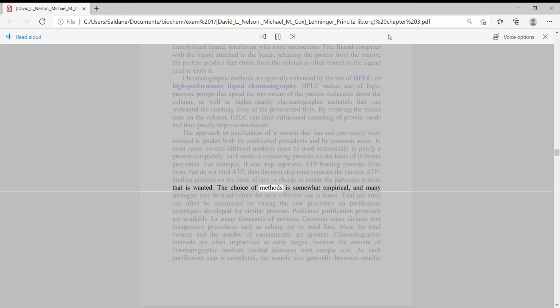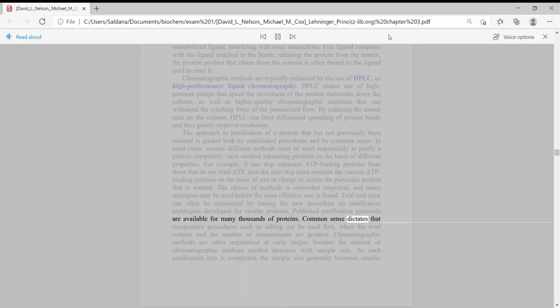The choice of methods is somewhat empirical, and many strategies may be tried before the most effective one is found. Trial and error can often be minimized by basing the new procedure on purification techniques developed for similar proteins. Published purification protocols are available for many thousands of proteins.